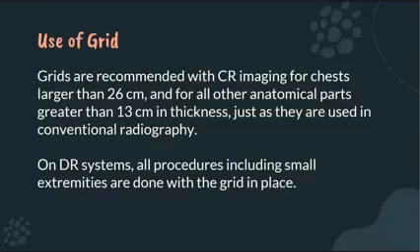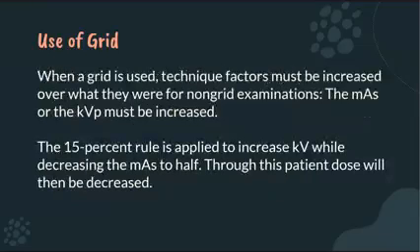So we will only use a grid when the thickness of the part for chest is 26 centimeters or greater, and for the anatomical parts, greater than 13 or 10 centimeters. Okay, then we use a grid. On DR systems, all procedures, including small extremities, are done with a grid in place. So that means, when a grid is used, technique factors must be increased over what they were for non-grid examinations. The mAs or the kVp must be increased.